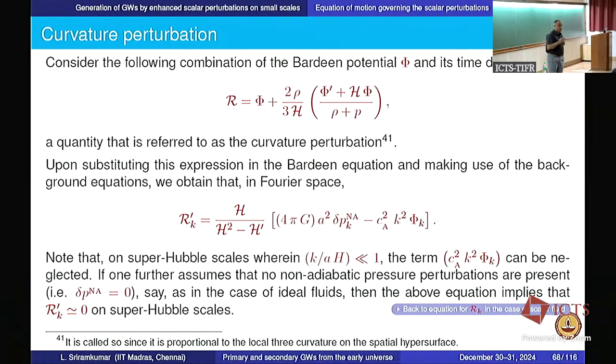And what you essentially find is that from the time very close to Hubble exit during inflation until the time of re-entry, this R_k is constant, and therefore it is very convenient to define the power spectrum, etc., in terms of this quantity.